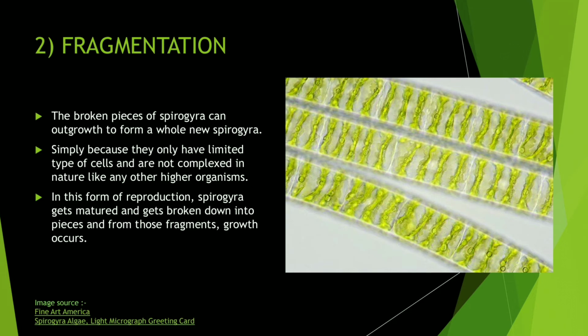Now in this form of reproduction, when the Spirogyra gets matured, it gets broken down into pieces, and the pieces then regenerate, or outgrow like a normal plant, and form a whole new Spirogyra. This is known as fragmentation, where the reproduction is due to the fragmentation of the organism.